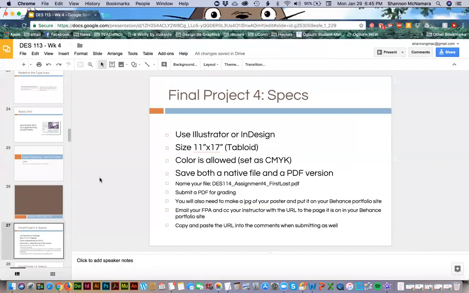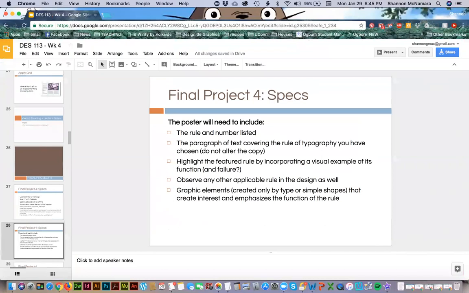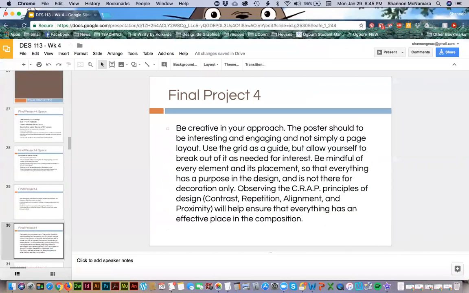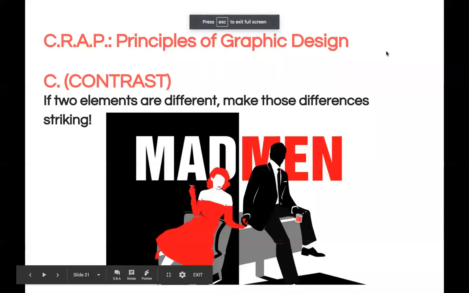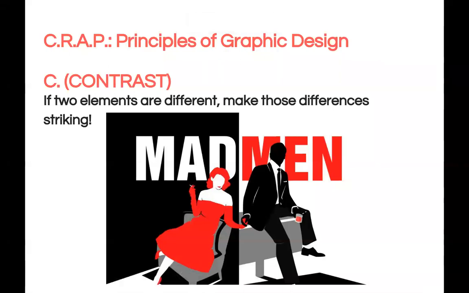All right, so let's go back over into the slideshow for a minute. I already went over this. Remember, be creative. But I do want to go over those CRAP principles of graphic design real quick. So C, contrast. If two elements are different, make those differences striking. You can kind of see in the example here, there's a lot of contrast in this image.